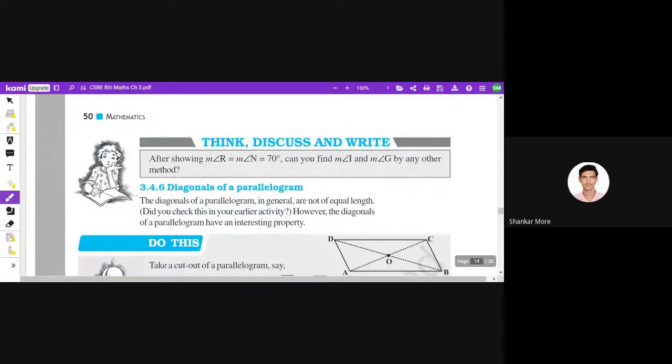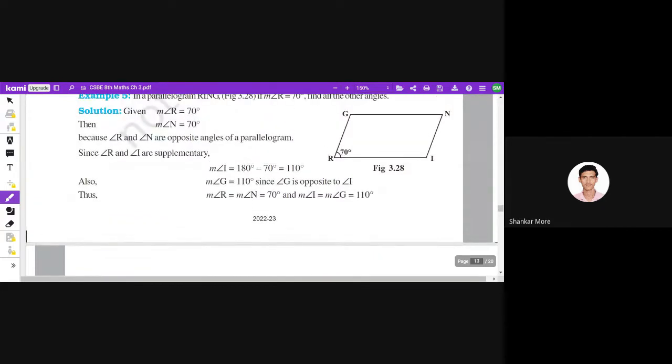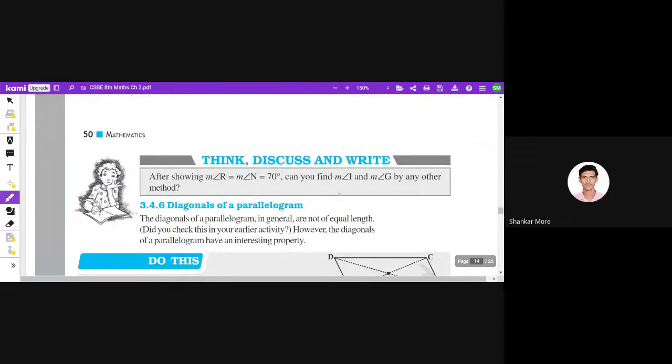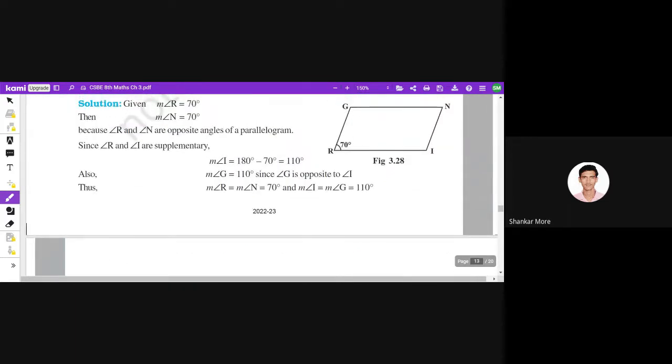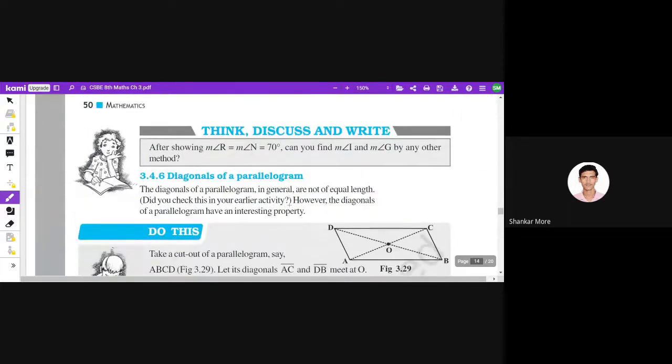Okay, so think, discuss, and write. After showing angle R is equal to angle N is equal to 70 degrees, शायद यही की बात कर रहे हैं हम. Angle R is equal to angle N हमने दिखाया, that is 70 degrees. Can you find angle I and angle G by any other method? Absolutely, we can find angle I and angle G by the method that we have learned earlier, which is of opposite angles. यहाँ पे हम adjacent property की बात कर रहे हैं ना. So we found all the angles with that property itself. Correct? So there are certain ways to find angle I and angle G as well.